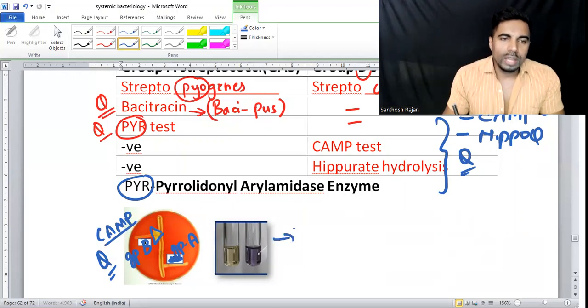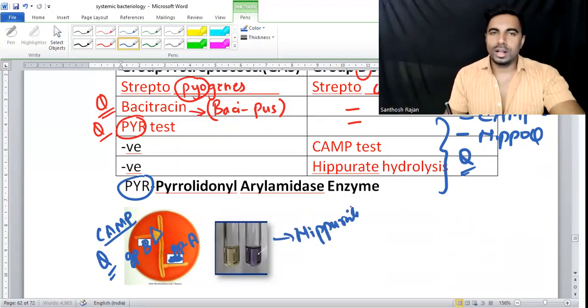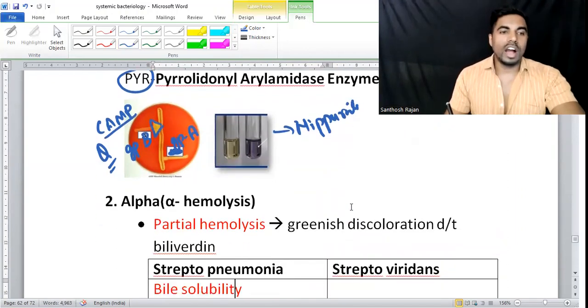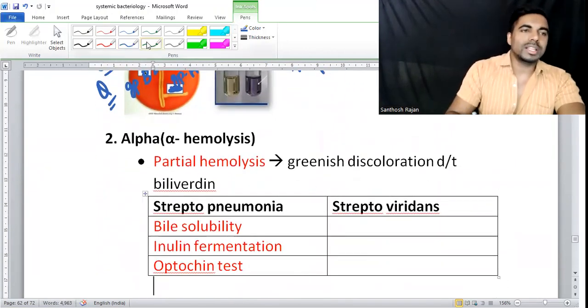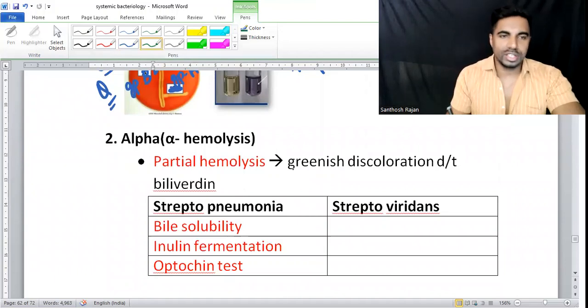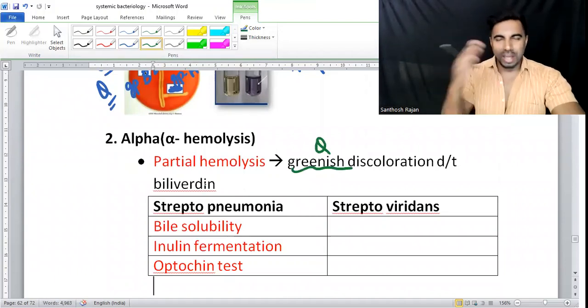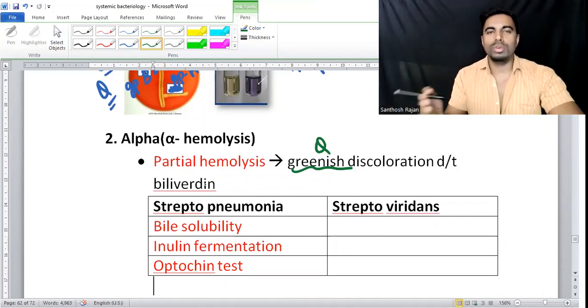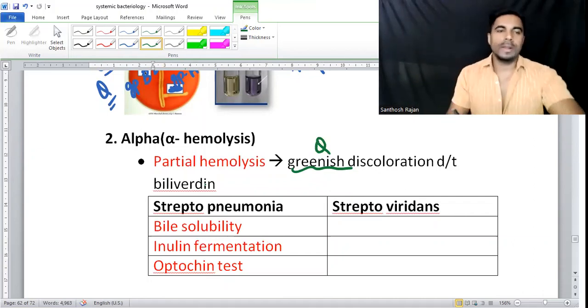Okay, what about hippurate hydrolysis? That is also important for group B. Right, now alpha hemolysis, I told you, is partial hemolysis. It means we will have only green discoloration. Because it is partial, the green is just because of biliverdin: hemoglobin partially breaks down and you get biliverdin. So that's the reason. Don't forget.